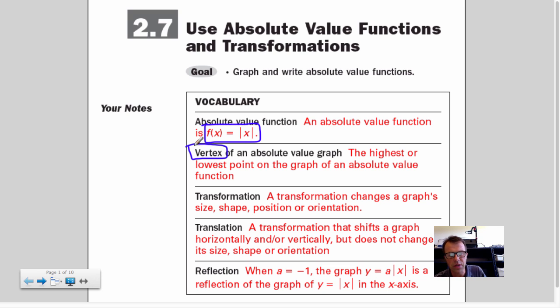Transformation. So transformation is changing a graph's shape, its size, its position, or its orientation. And we can do multiple transformations at once. When we just move horizontally and vertically, but we don't change the size or shape or orientation, we call that a translation. And finally, when you reflect a graph, we put a negative in front of the function and we flip it, and it's called a reflection about the x-axis. All right, let's look at a graph.